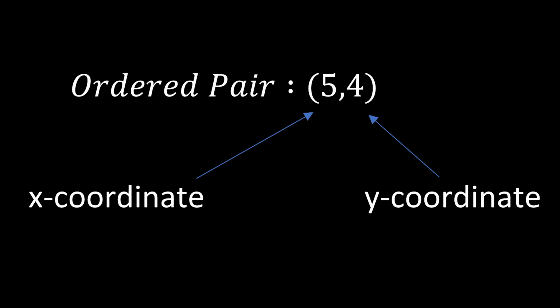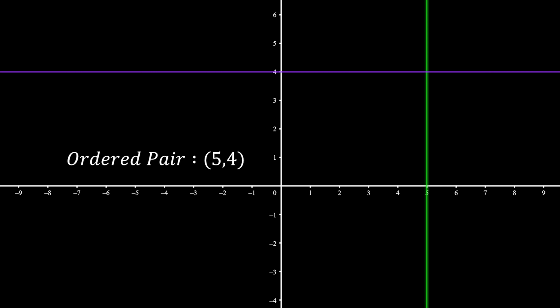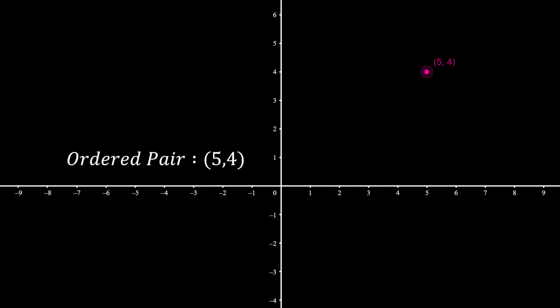So, if we are given the ordered pair (5, 4), this tells us to find 5 on the x-axis and 4 on the y-axis, and then find their intersection. You can also think of it as going 5 spaces to the right and then 4 spaces up.